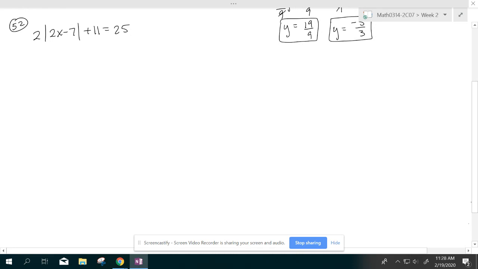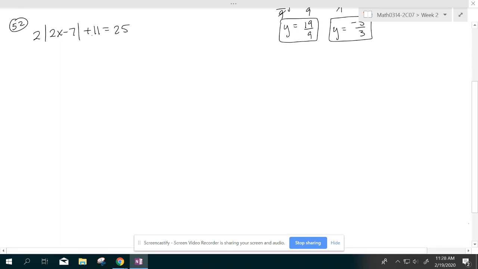And the instructions say solve. We're going to have to solve for x. And this is the first problem that we come to where the absolute value is not isolated. And I don't know if you remember or not when we covered it before, but you have to have the absolute value isolated to solve it.